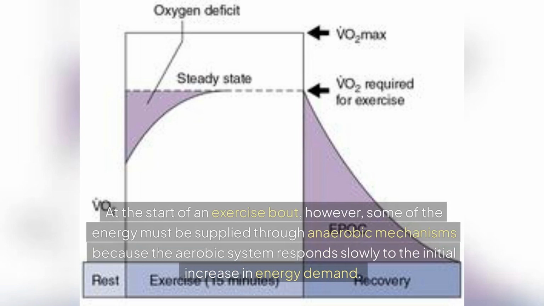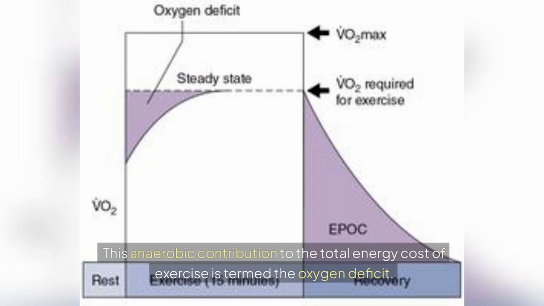At the start of an exercise bout, however, some of the energy must be supplied through anaerobic mechanisms because the aerobic system responds slowly to the initial increase in energy demand. This anaerobic contribution to the total energy cost of exercise is termed the oxygen deficit.